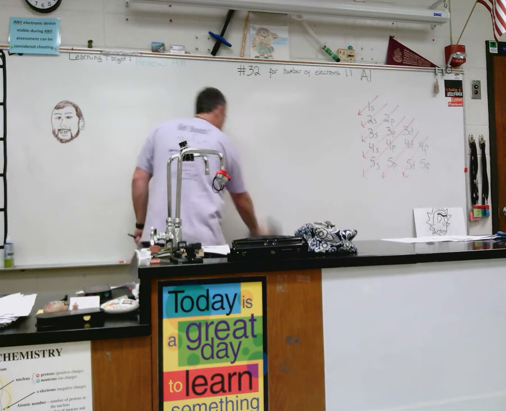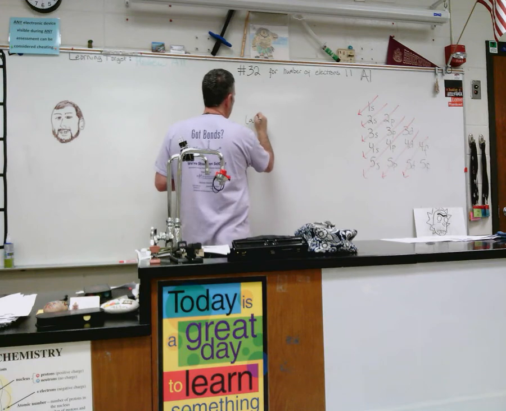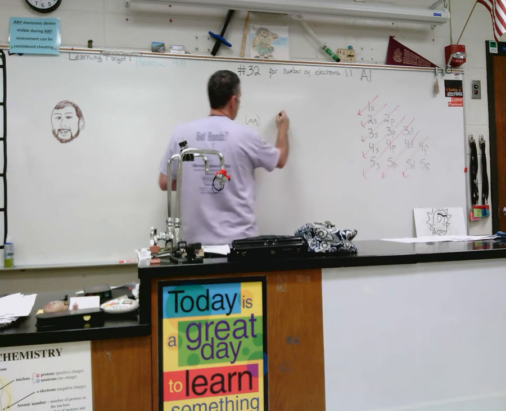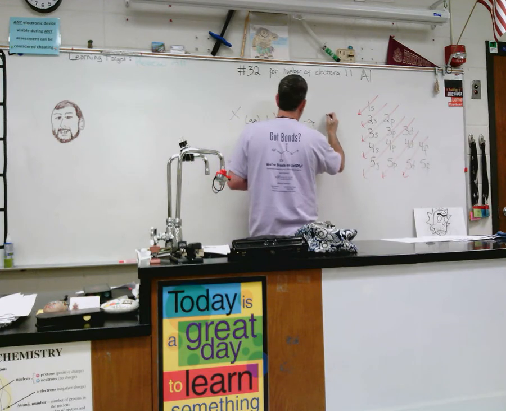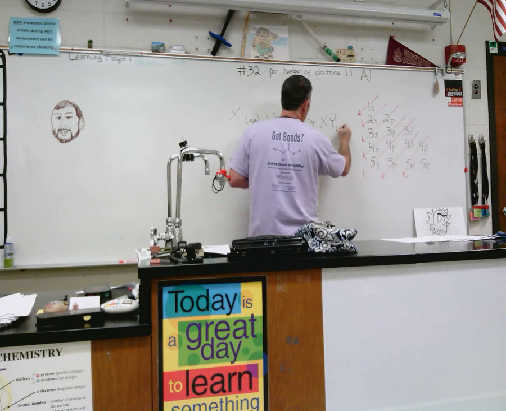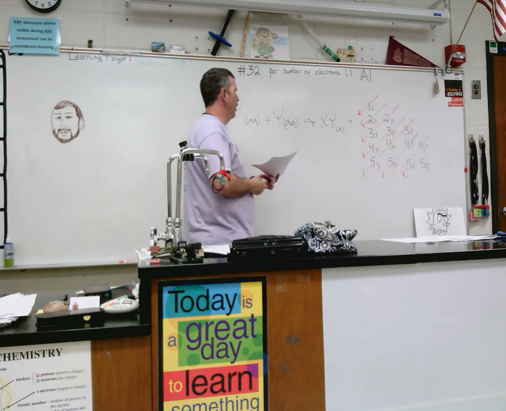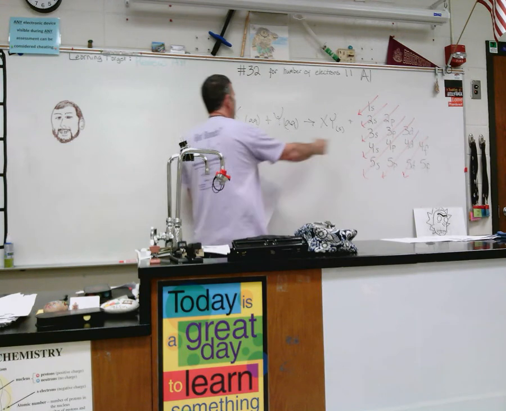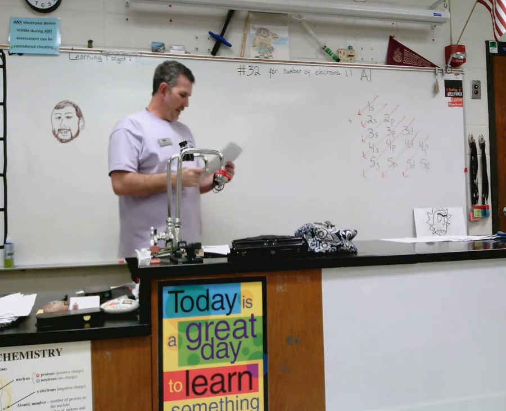Anytime you see 2 aqueous on one side, the little things in the parentheses, AQ, X, and Y, AQ in parentheses, and it goes to XY, which is a solid, and then maybe something else. Then you'll know that if I had liquids over here and a solid over here, a precipitate was formed. Okay.